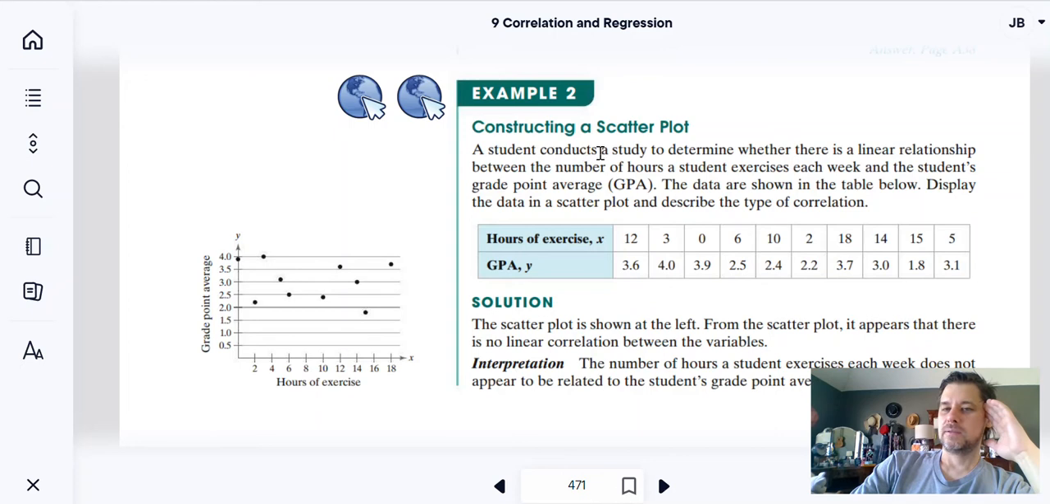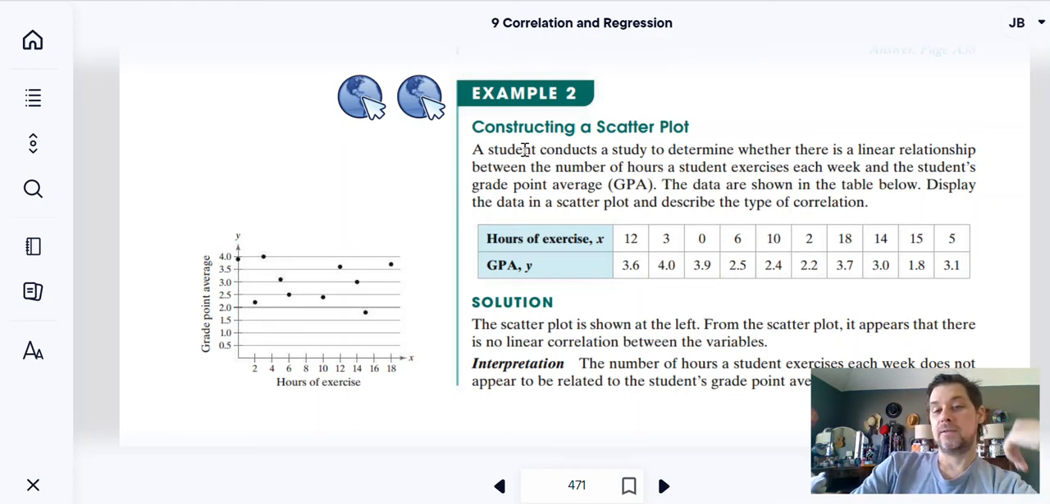We conduct a study to determine whether there is a linear relationship between the number of hours a student exercises each week and the student's grade point average. And it's a curious question. Maybe you'd think that the more you exercise, the more you care about your health and well-being, and perhaps that includes your grades. But then somebody might say, well, the more you study, the higher your GPA is, maybe the less time you have to spend exercising. So maybe there's a negative correlation, a negative linear correlation. Who knows?